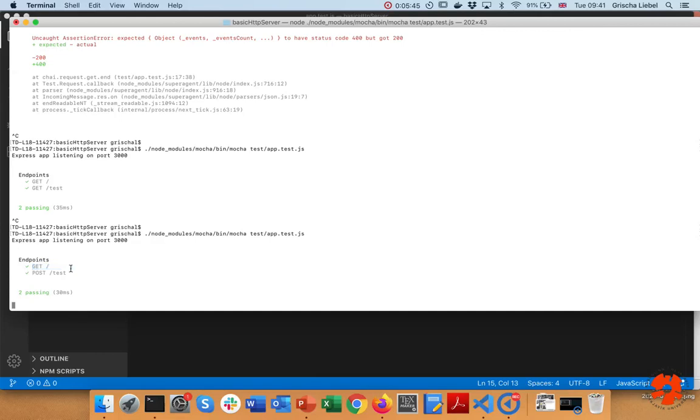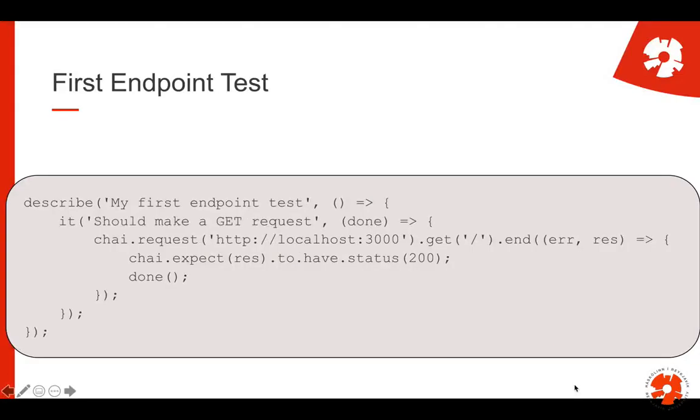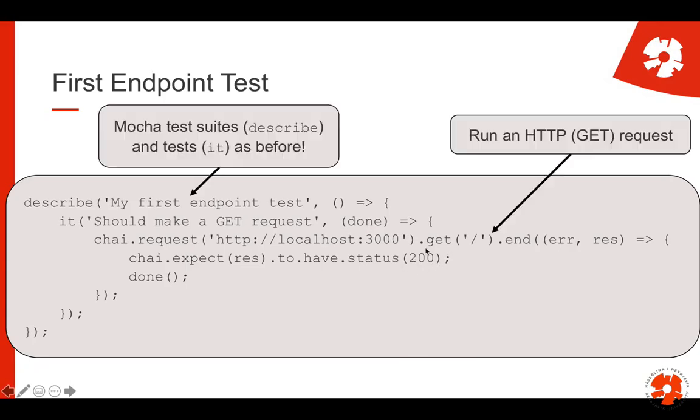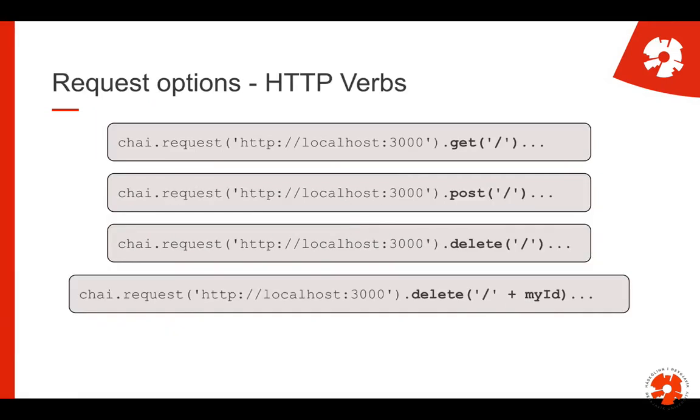So this works just as well. This is sort of the first test we have done. It's not very useful yet. It just checks that 200 comes back, but it's a good start. We actually test our endpoints. Now we can look into the different methods, the different options we have.